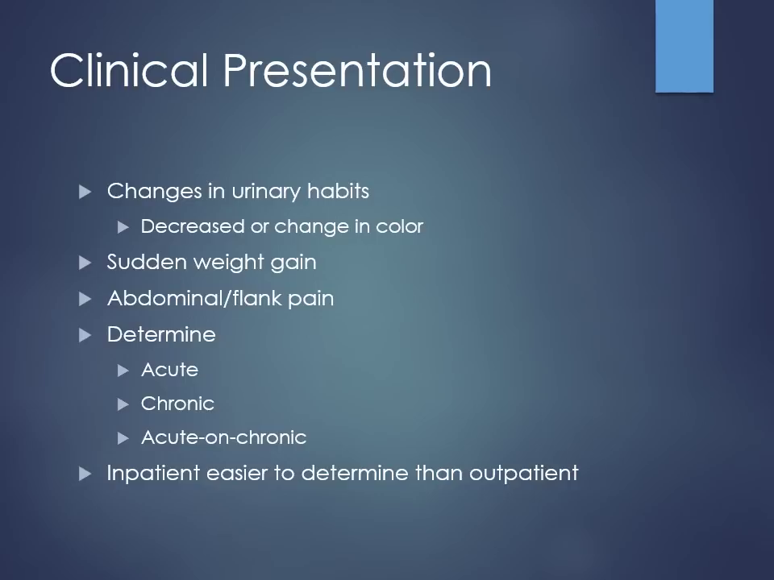Anywho, so other things you can see, like sudden weight gain, right? Because if they're holding on to more fluids because they're not peeing it out, guess what? They're going to have some weight gain there. You can see abdominal and flank pain. And then again, it's important to determine if this is an acute issue, a chronic issue, or an acute on chronic issue. So you guys can kind of understand the difference between those.